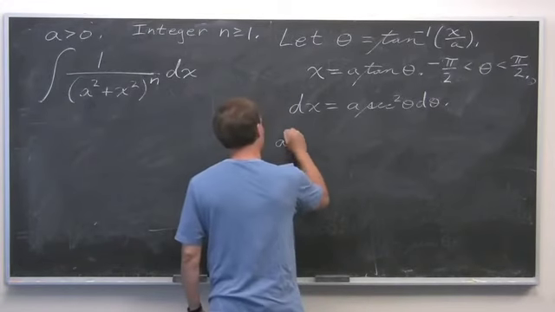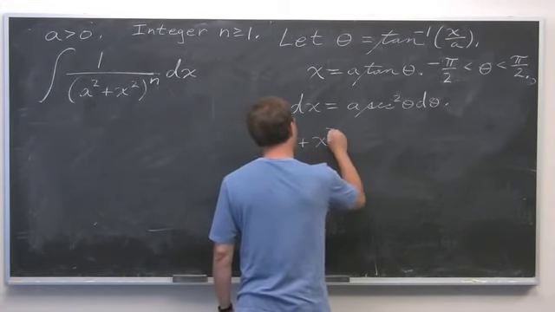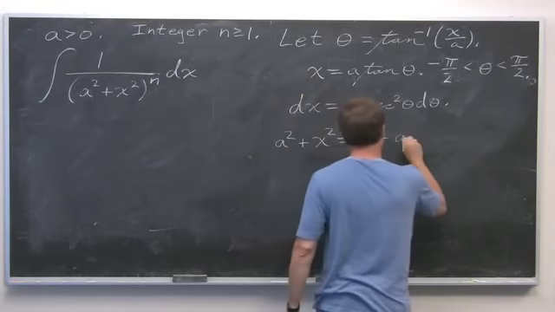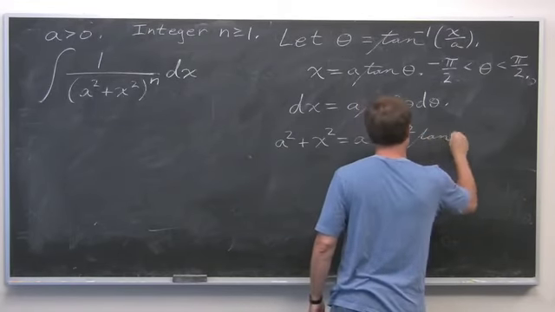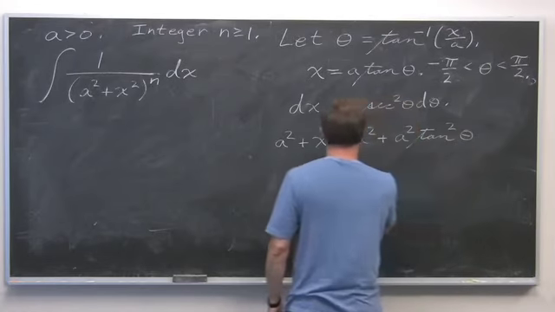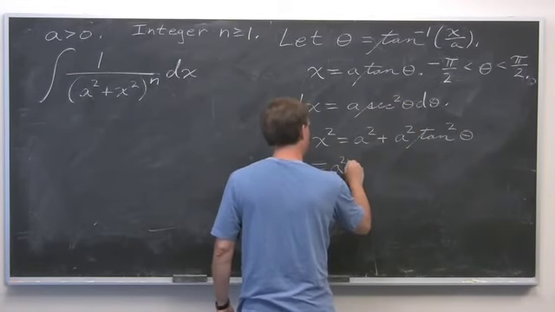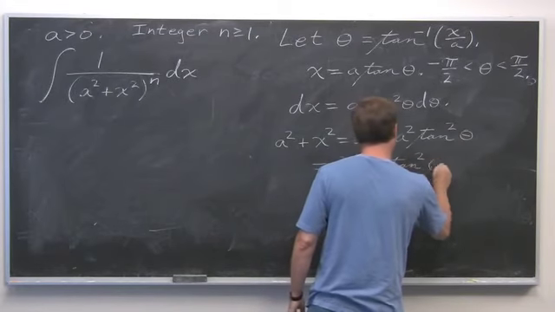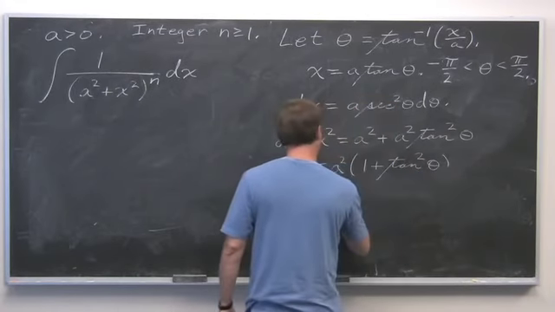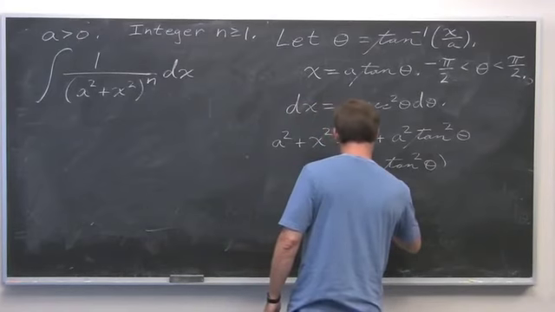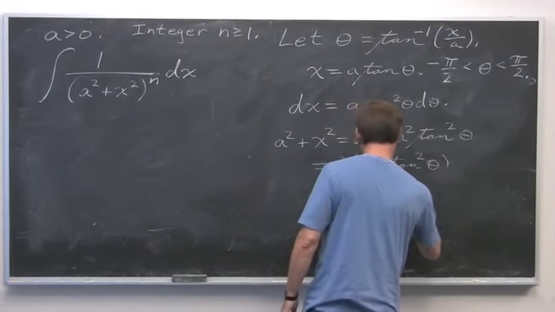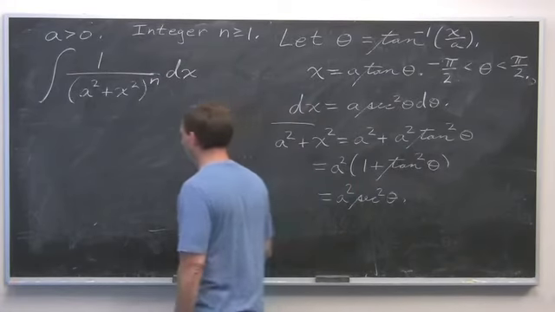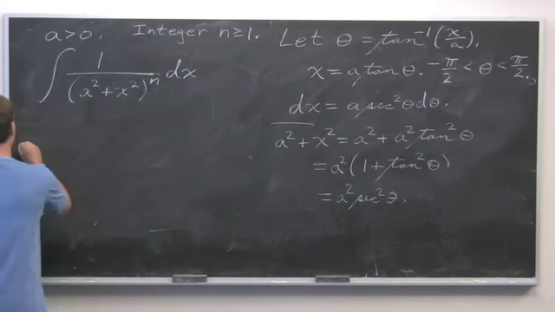What was a squared plus x squared? A squared plus x squared is a squared plus a squared tan squared theta. You factor out an a squared. You get a squared times 1 plus tan squared. 1 plus tan squared is secant squared. So you get a squared secant squared theta. All right. So what does this integral become?